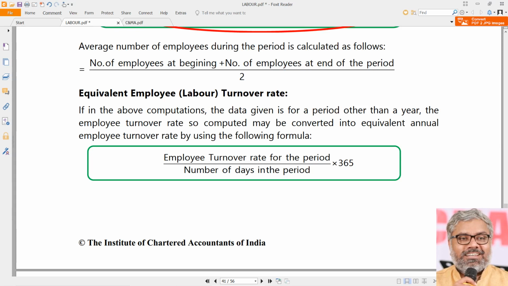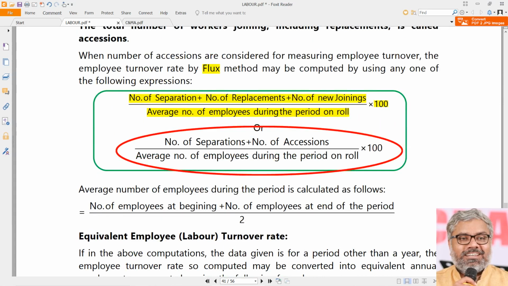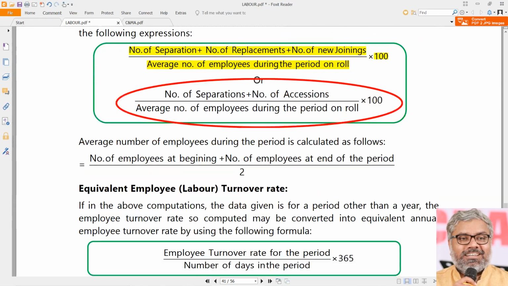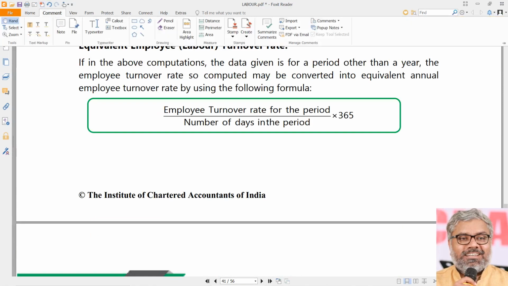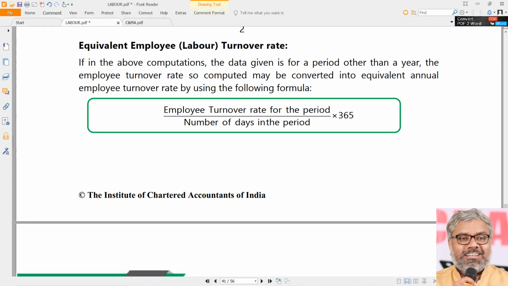It means, on an average, in how many days people are coming in or going out, how quickly they are coming in and going out. Labor turnover is just giving us some percentage, but how quickly they are coming in and going out can be calculated by using this formula: the employee turnover rate for the period that we already calculated, divided by the number of days in that period, into 365. Annualized, we can say.